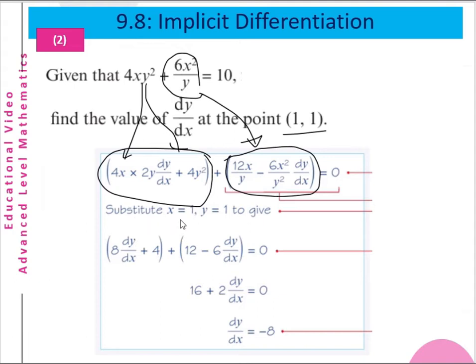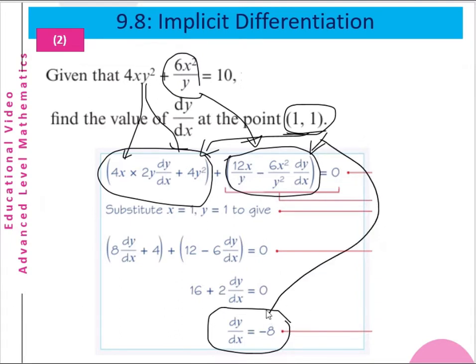So we substitute x equal to 1 and y equal to 1. That means this point, substitute into this equation, and we get 8 dy by dx plus 4 plus 12 minus 6 dy by dx is equal to 0. After the calculation, we get dy by dx at the point (1, 1) is equal to minus 8.